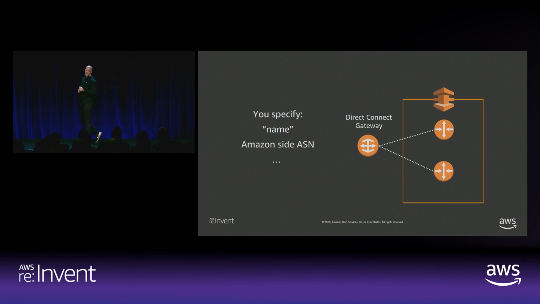When you create a Direct Connect Gateway, you specify a name for the Direct Connect Gateway and the Amazon side ASN number that you would like to use. You can think of this Direct Connect Gateway ASN as the Direct Connect Gateway's ASN. The Direct Connect Gateway is only used for VPC attachment. It provides you no benefit for any kind of public connectivity.